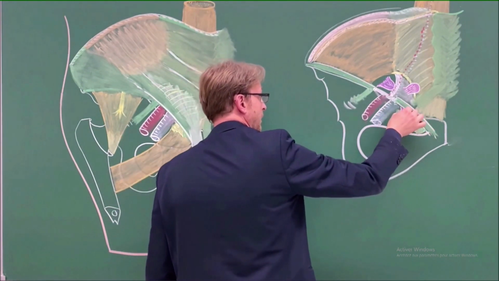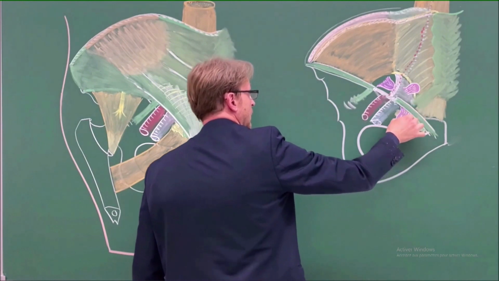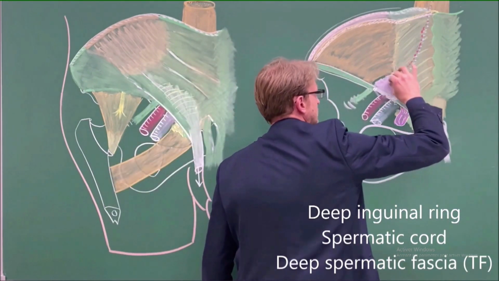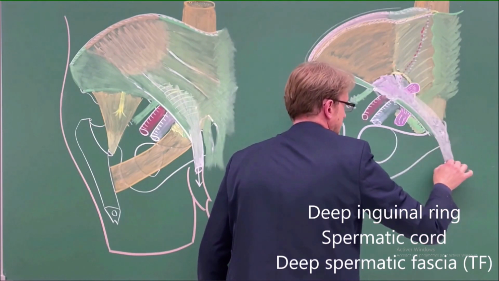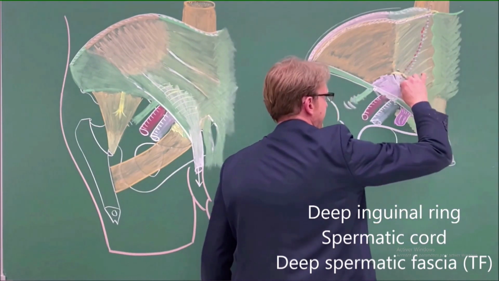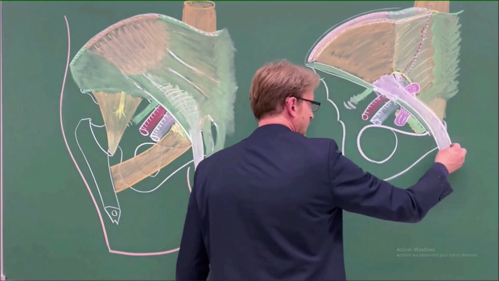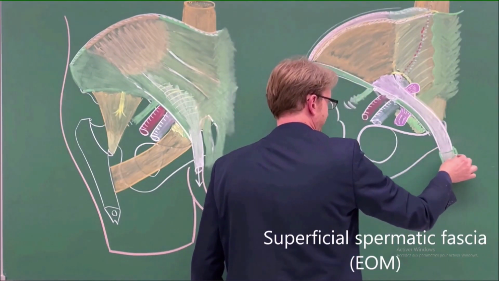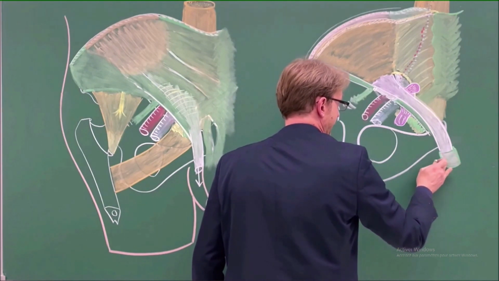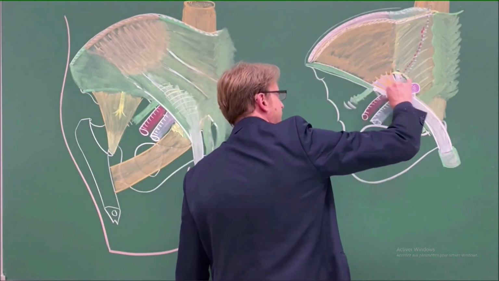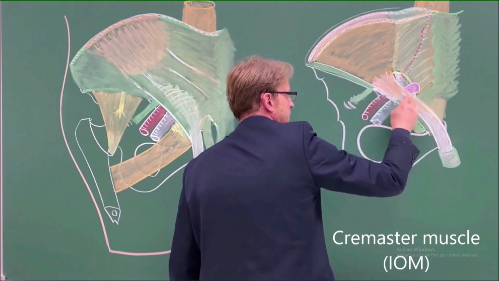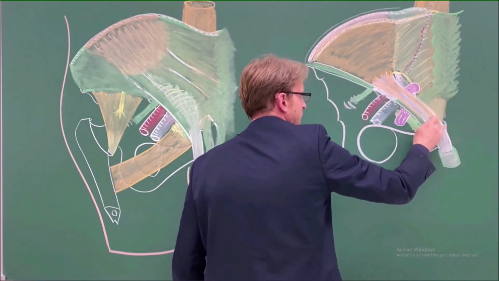The important thing for me is the nerves. We should know where the nerves run, and we will show that just in a minute. Here from the deep inguinal ring, we can find the spermatic cord with the deep spermatic fascia coming from the transversalis fascia and the superficial spermatic fascia coming from the external oblique muscle. And between these two fascia, we will find the cremaster muscle coming from the internal oblique muscle.